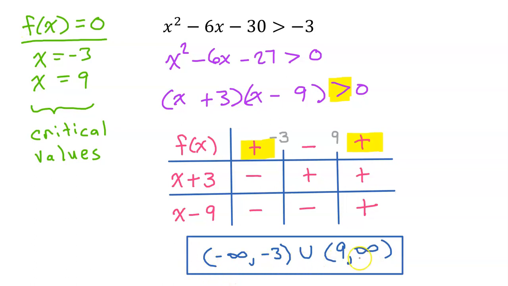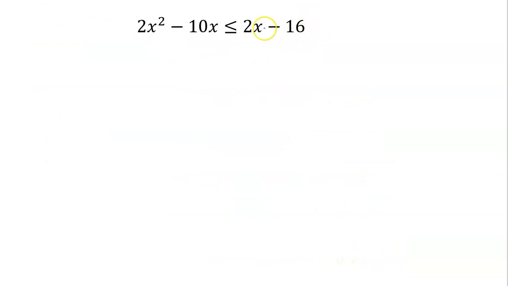So this is the solution for the first example. Let's try this one. I'm noticing that every term is divisible by 2. So let's start by dividing everything by 2. This leaves x squared minus 5x is less than or equal to x minus 8.